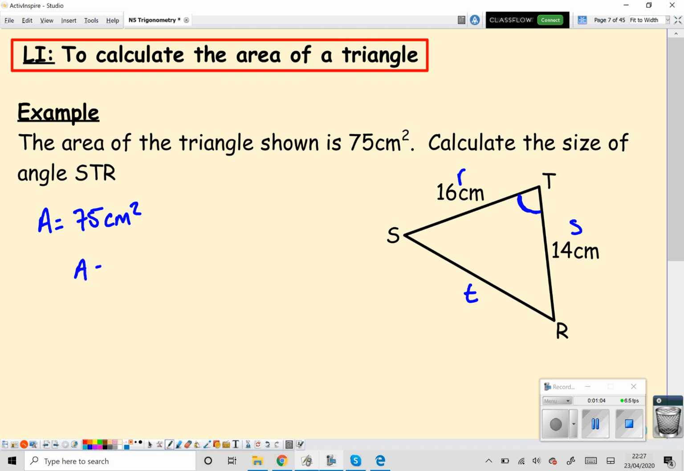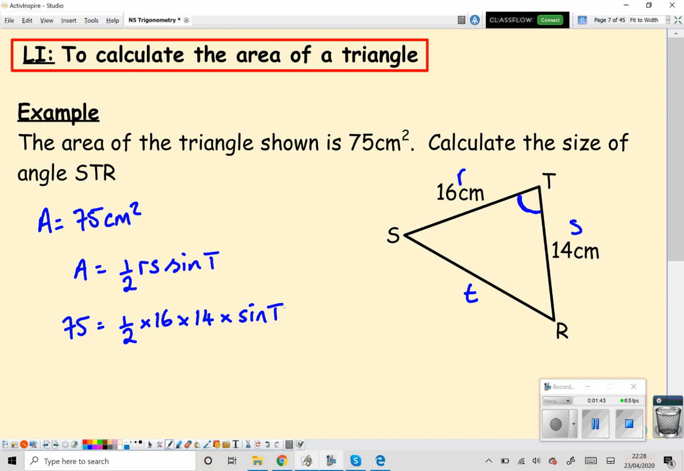So if we go to our area of triangle formula, this would be a half r s sine T. Two sides, the angle in between them, and we can calculate an area. In fact, that's not an area. That area is 75. 75 equals a half times 16 times 14 times the sine of t.